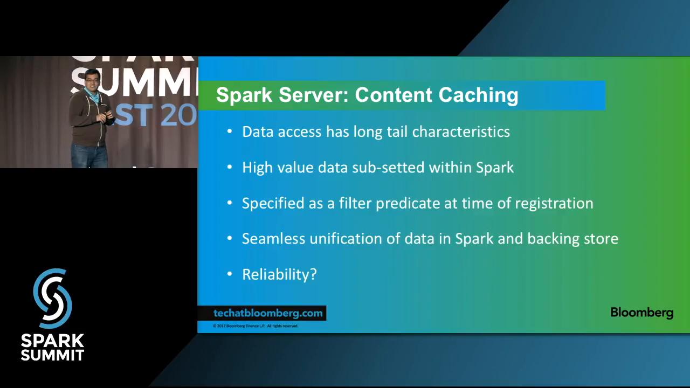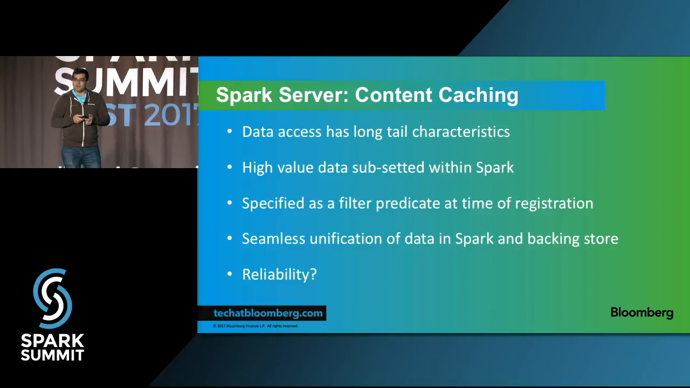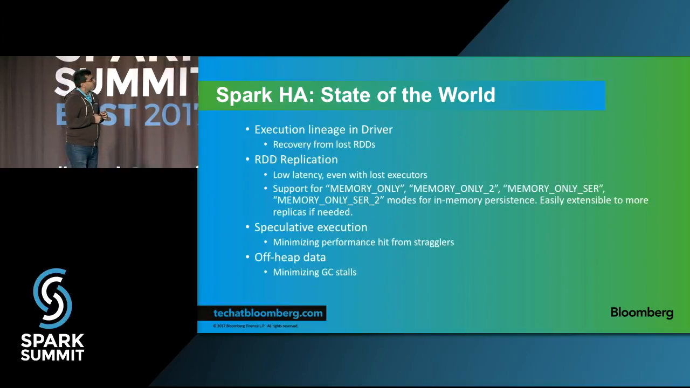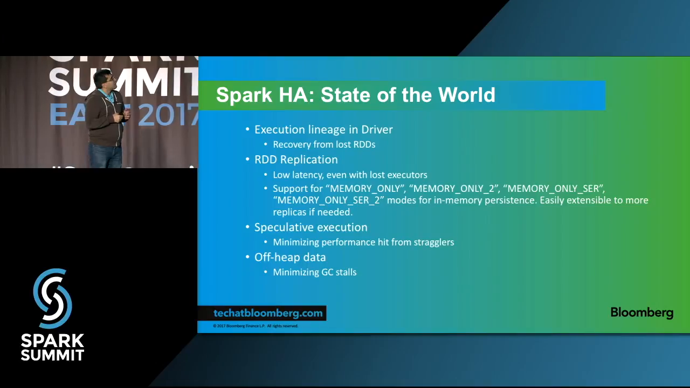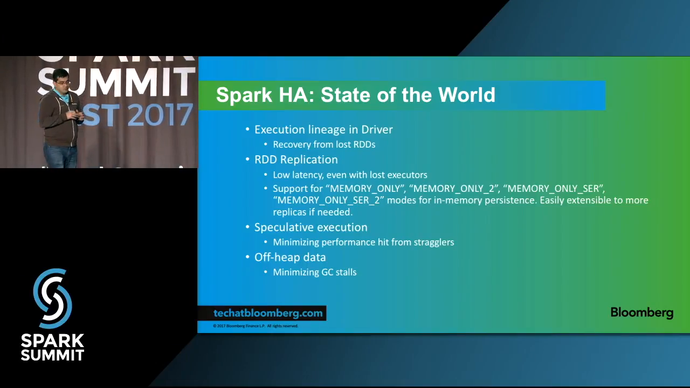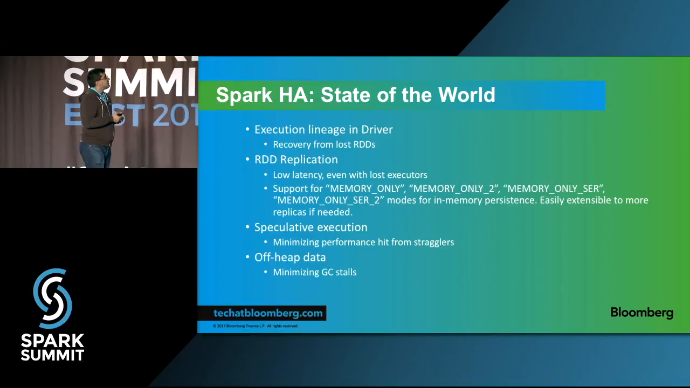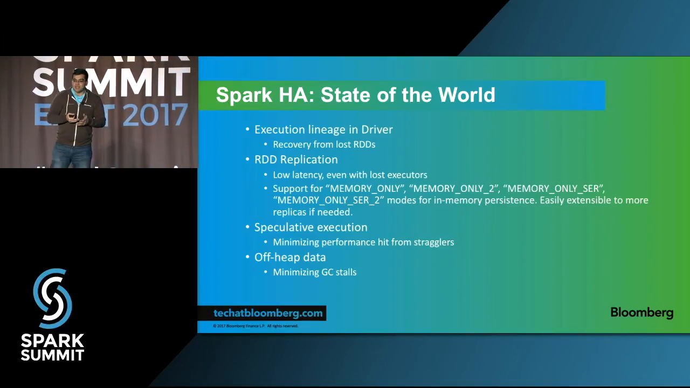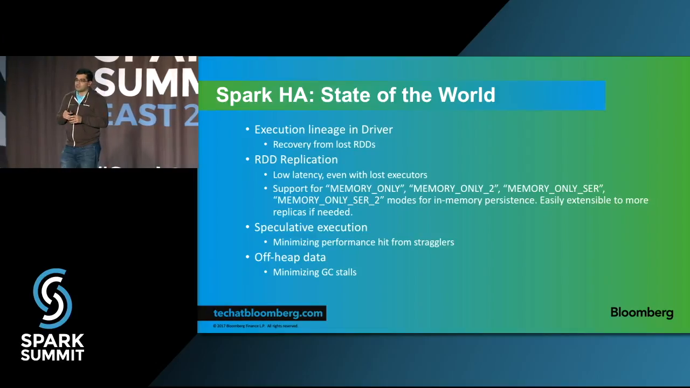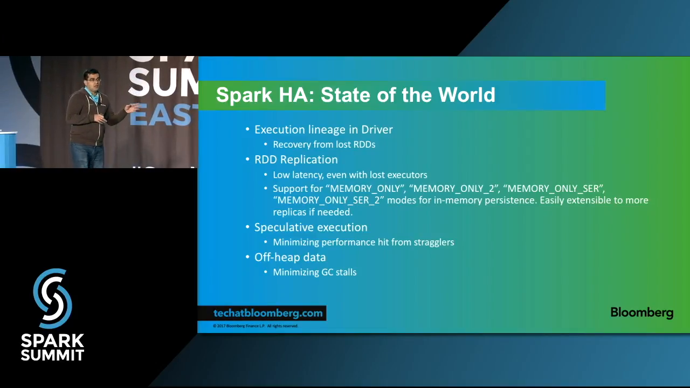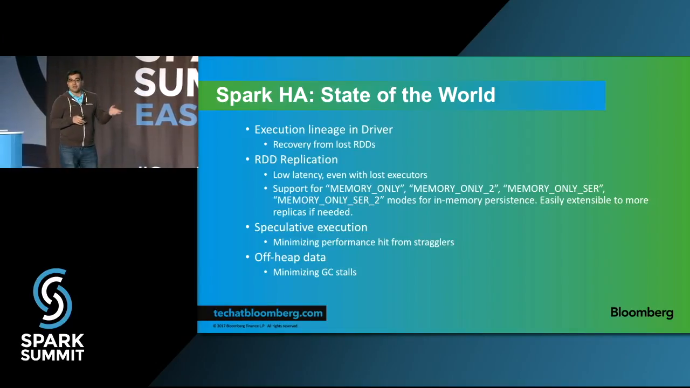All of the caching sounds pretty good. How reliable is it, right? So let's look into that. Spark itself has the notion of RDDs, resilient distributed data sets. The resiliency comes from the execution lineage being available in the driver. Now, if you have a cached RDD and you lose certain blocks in that RDD, the execution lineage from the driver is replayed to generate those RDDs, right?